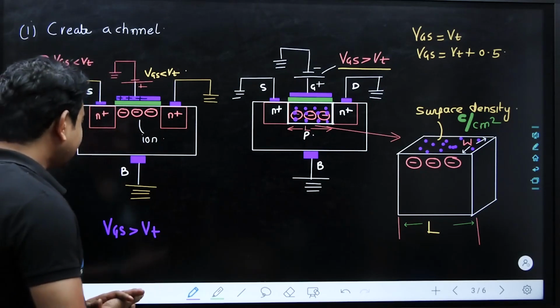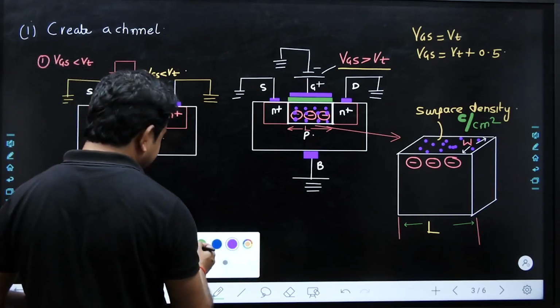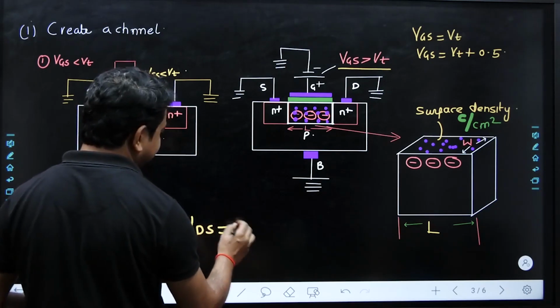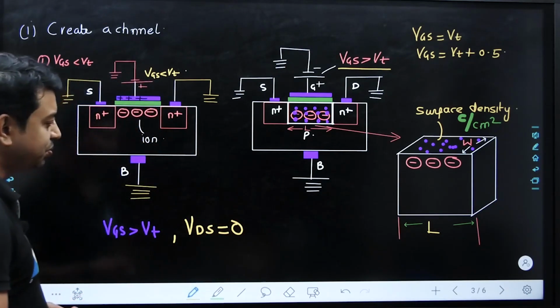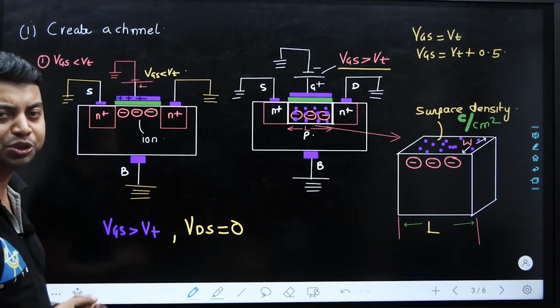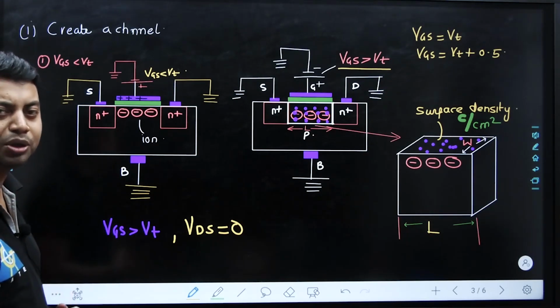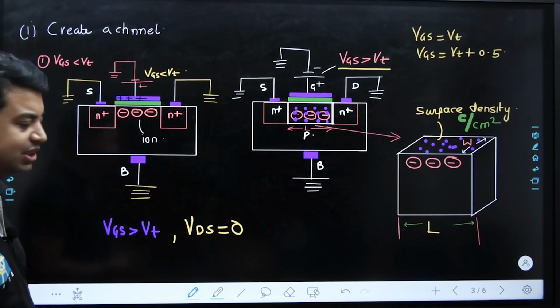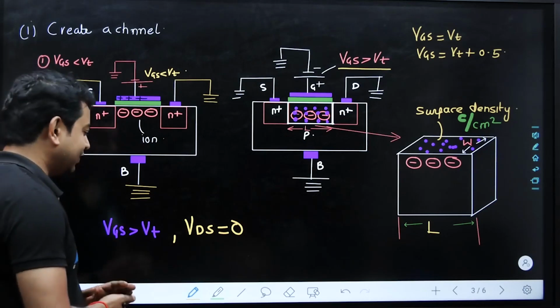Okay. So I want to write here the condition that if you are not applying any voltage at the drain terminal, that must be equal to 0. So we are creating the channel, and the conductivity of the channel will be increased more and more. That means more number of electrons will be present inside this channel. So this will increase the channel conductivity.